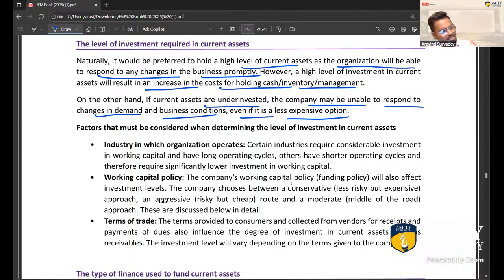So you need an ideal balance then. You can't have too many current assets, but at the same time, you can't have too little current assets also.